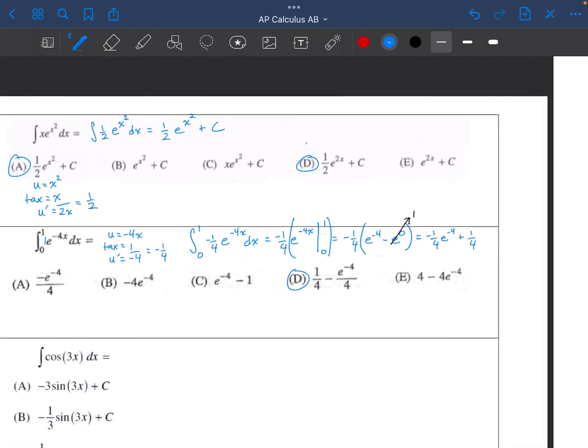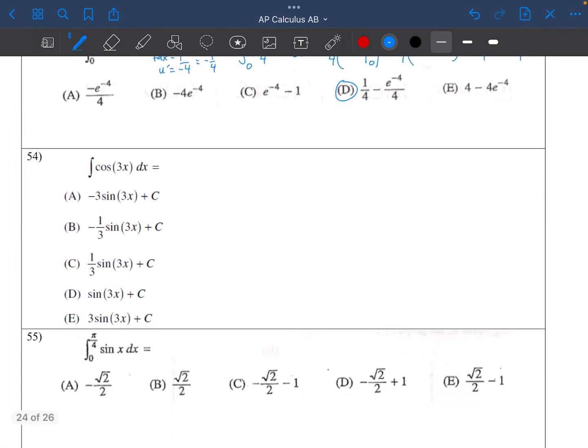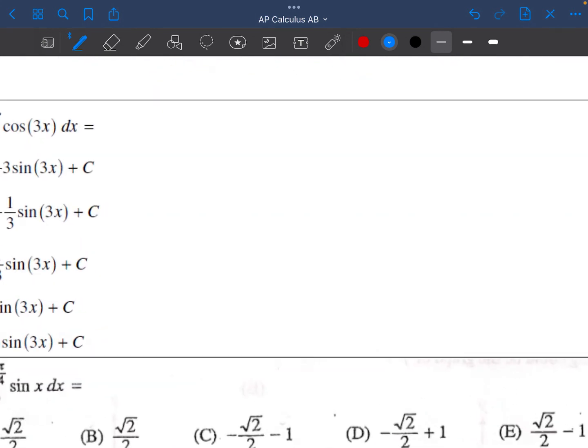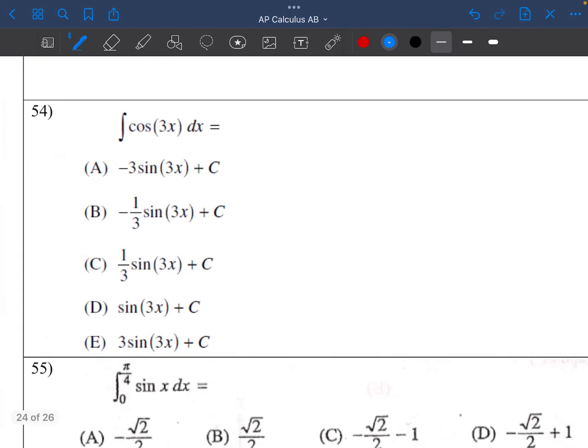Moving on to number 54. I have cosine of 3x. Okay, I'm always looking at the inner. I can see what house we're in. We're clearly in a trig house, or a cosine house, which means the inside of the house is 3x, and if it was just x, we'd be fine, but it's a 3x, so we have to pay tax person. So u is equal to 3x. Tax person, I don't see any tax person, so I'm going to treat this as like the 1 in front of the cosine of x. Tax person is just that 1. u prime is going to be 3, which means I'm going to pay tax person 1/3.